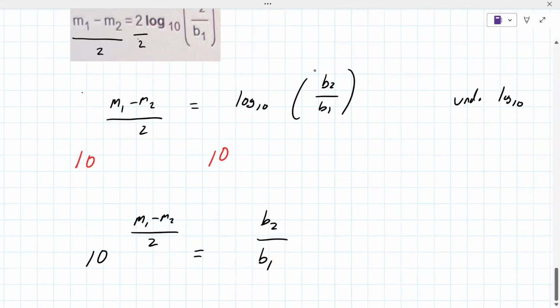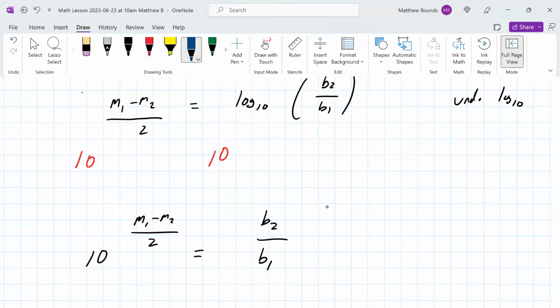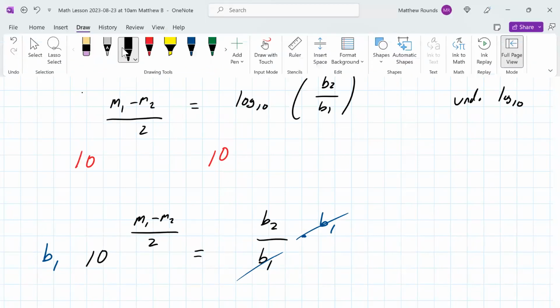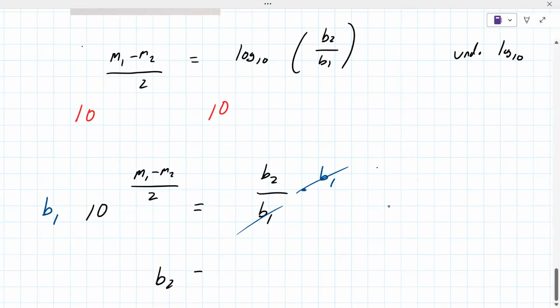And then you clear out the B1 by multiplying both sides by B1, and you can see those cancel. That's your final answer here for B2. B2 is equal to B1 times 10 to the M1 minus M2 over 2. The main thing is to make sure your formatting is good. This is on the same line, this is in the exponent. That should be sufficient for that.